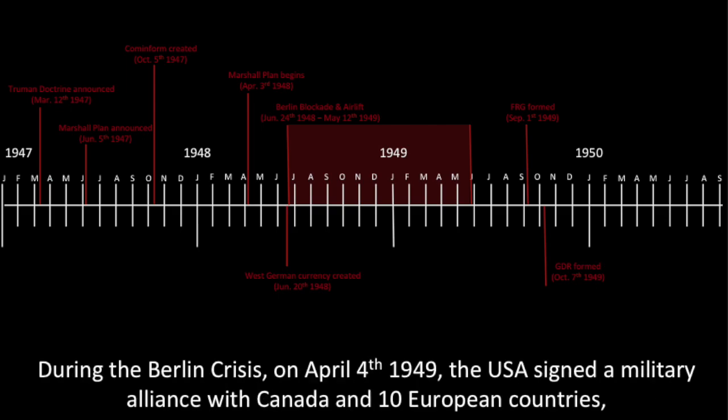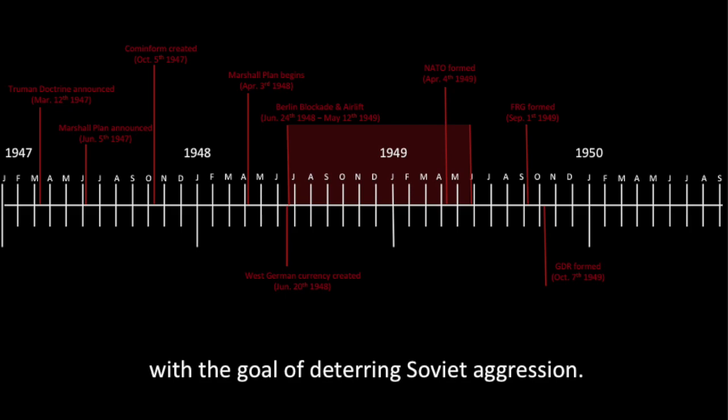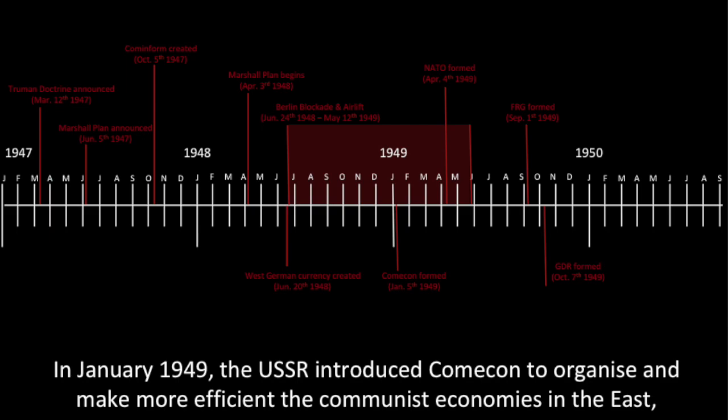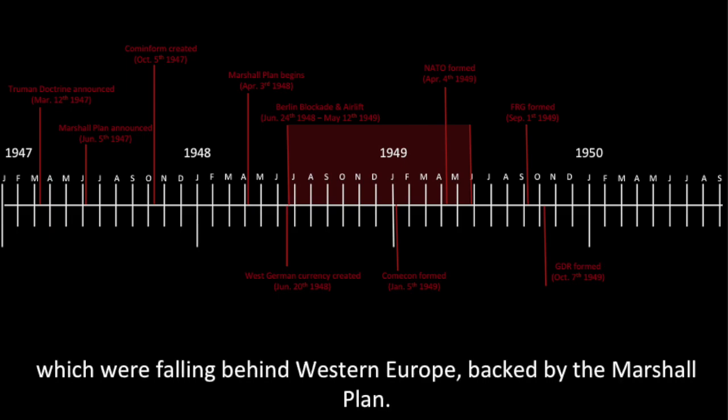During the Berlin Crisis on April 4, 1949, the USA signed a military alliance with Canada and 10 European countries, with the goal of deterring Soviet aggression. In January 1949, the USSR introduced Comecon to organise and make more efficient the communist economies in the East, which were falling behind Western Europe, backed by the Marshall Plan.